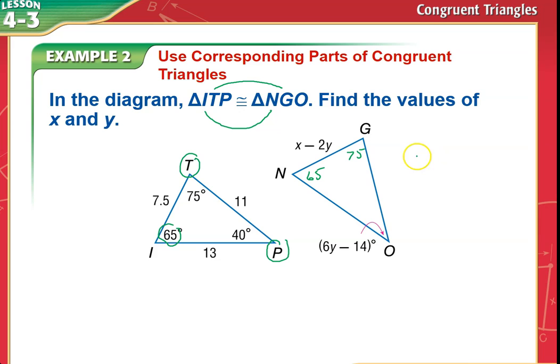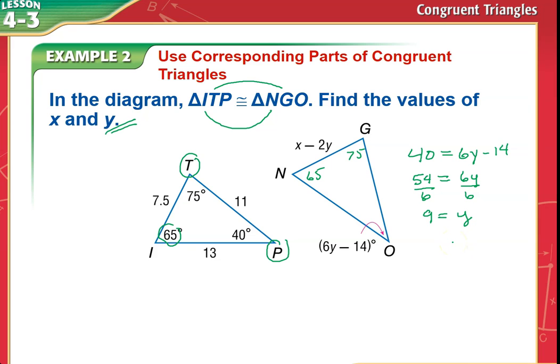That leaves us the 40 degrees to be equal to the 6y minus 14. So we can solve for y, as it asks us in the directions: find the values. We can add 14 to both sides. So we have 40 plus 14, which is 54. And then divide by 6 on both sides. 54 divided by 6 is 9. So find the values of x and y. Well, we just found y.